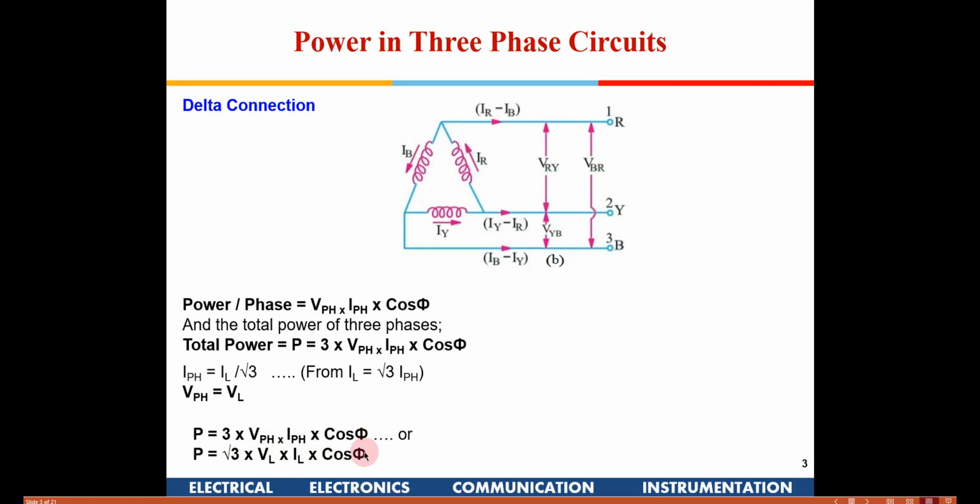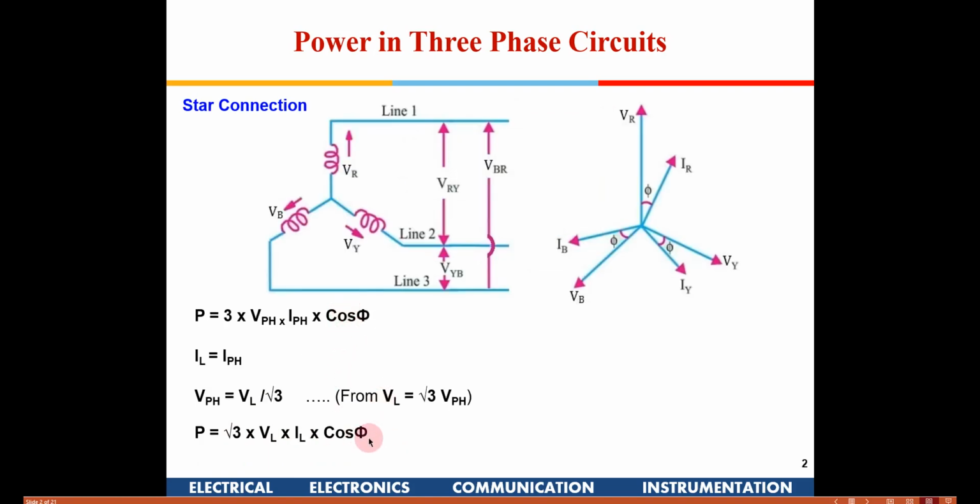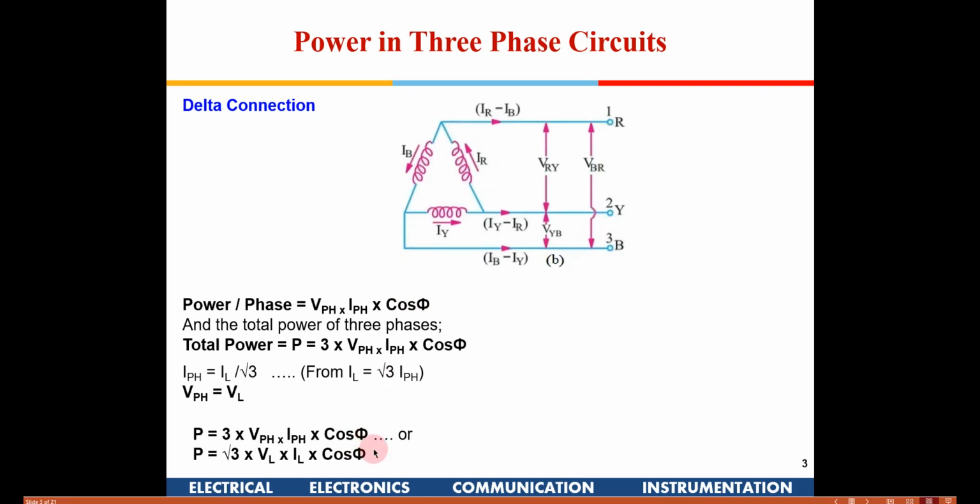So if you see these two formulas, irrespective of star or delta, they remain the same. If I am talking in terms of phase voltages, then it is just 3 into phase voltage into phase current into COSPHI, or if I am talking in terms of line voltages and line currents, then instead of 3 it is root 3, and line voltage into line current into COSPHI.